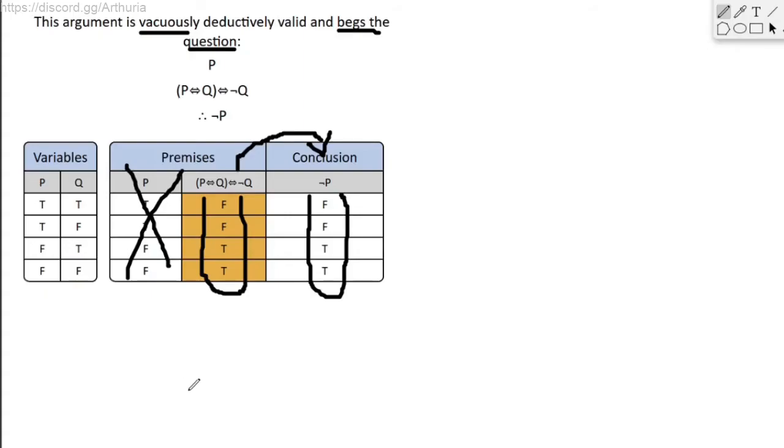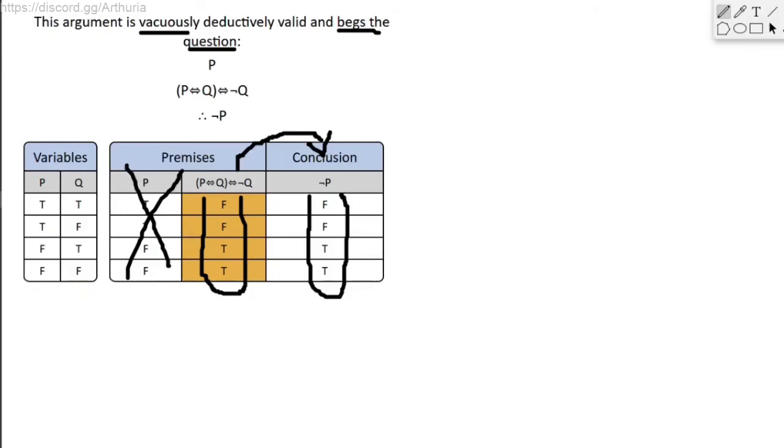Whenever all the logical truth values for one of your premises are exactly the same as your conclusion, then it begs the question. Correct. The classical example of begging the question is going to be something like this: A is true, B or C is true, D and G is true, therefore A is true.